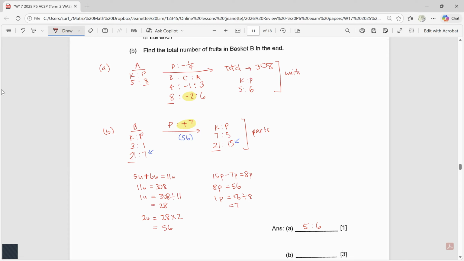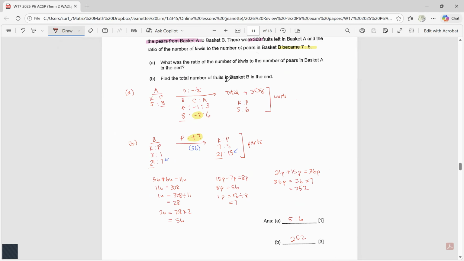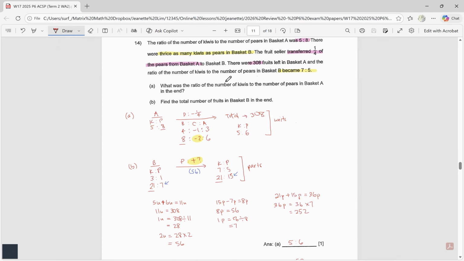Total number of fruits in B in the end would be this 21 parts plus 15 parts, which is 36 parts. So 36 parts would be 36 times 7, which is 252. Okay, so this is for question 14.